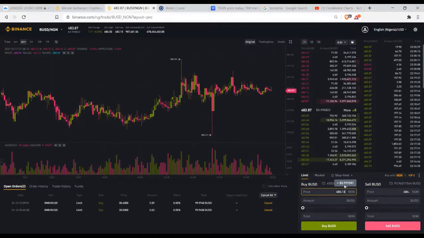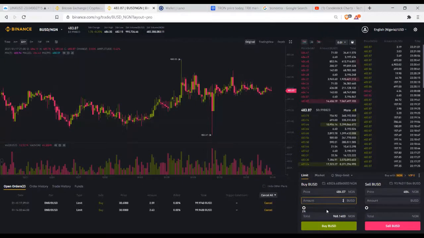I want to buy at 484.14. Now I'm buying at 484.14. No, let me make it 480.07. Make it close to this 07. So I want to buy. Let me just put $2. Let me make it very small. So I put $2 here.